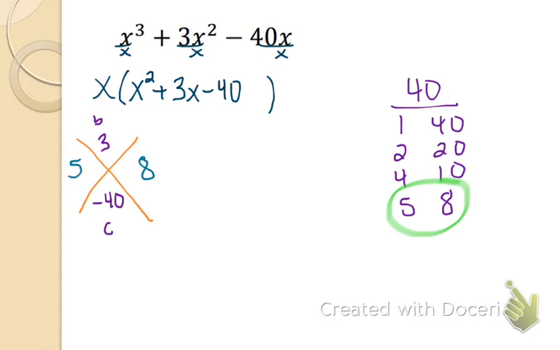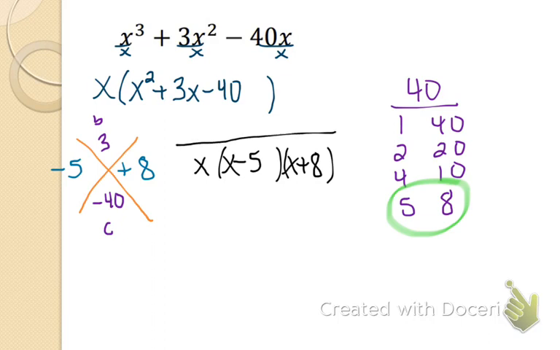The only way 5 and 8 can give us a 3 is if one is positive and the other one is negative. So the 8 would have to be positive to give us a positive 3. Therefore, our final answer will be, for sure we need two parentheses. X goes in both. We need a minus 5 and we need a plus 8. But don't forget that in the very beginning, we factored out an x. So this will be our final answer.